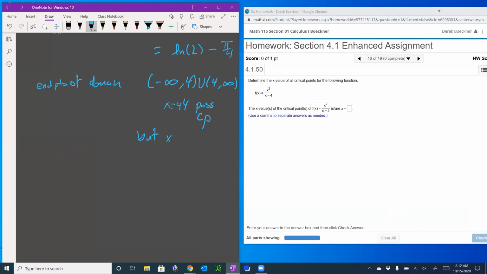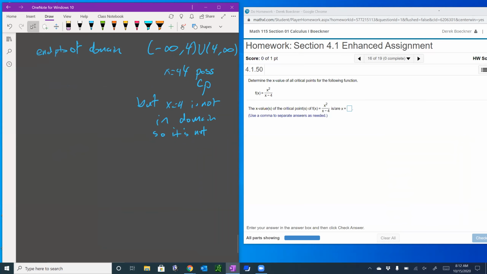But x equals 4 is not in the domain, so it's not. Okay. And then we're going to check where we take the derivative, f prime of x.